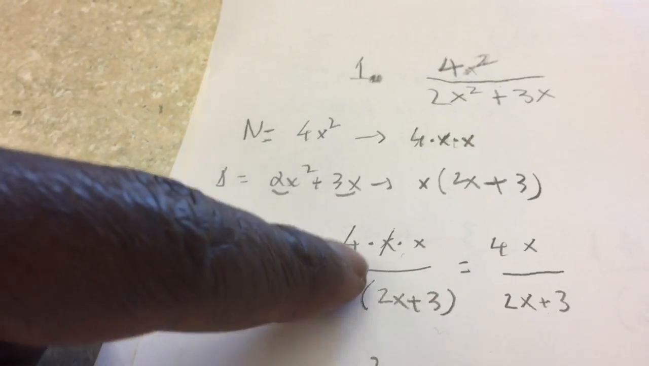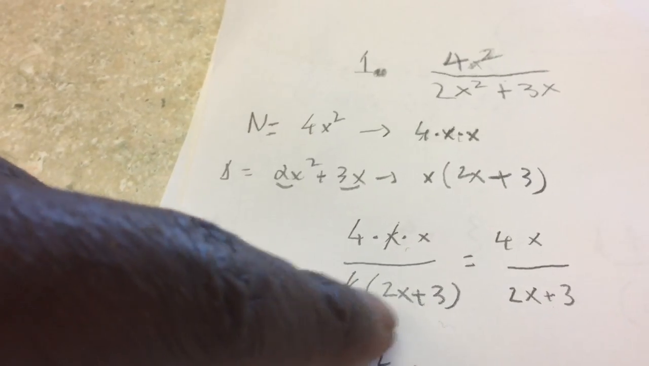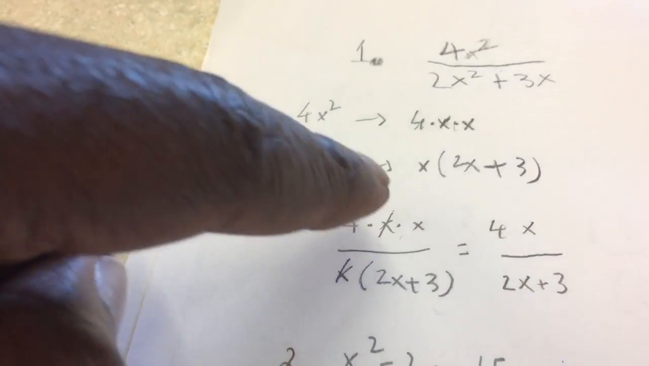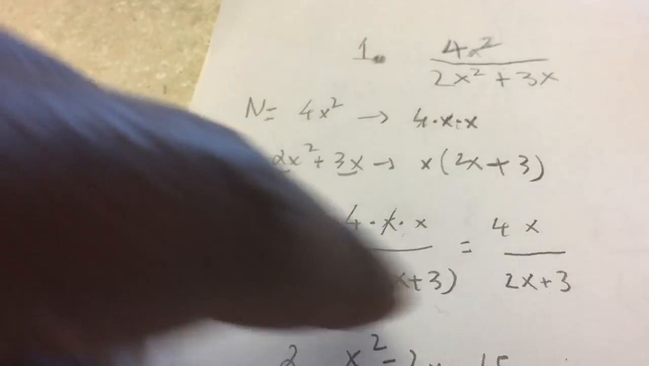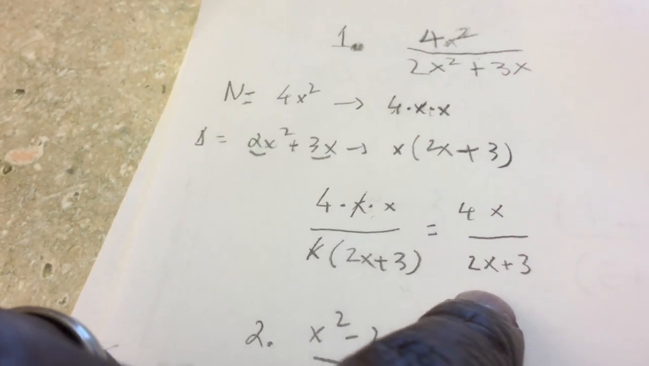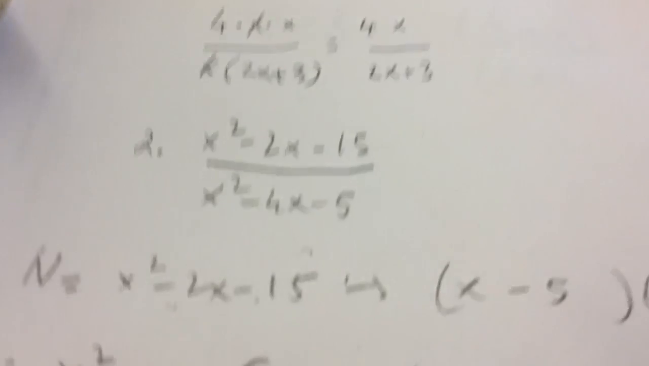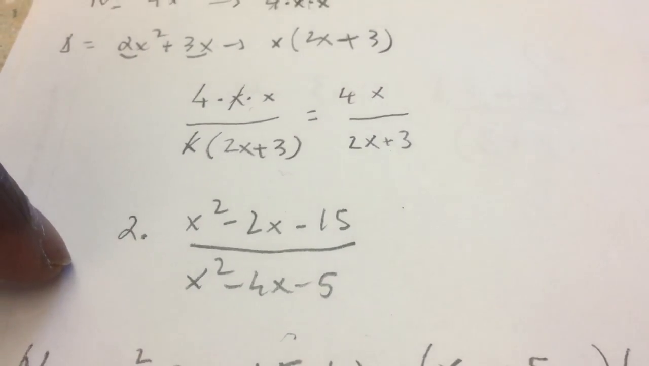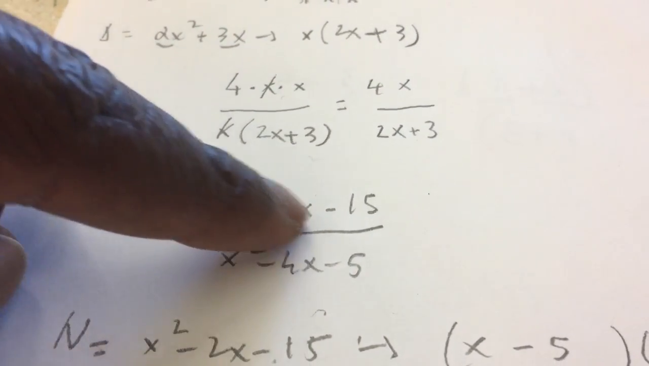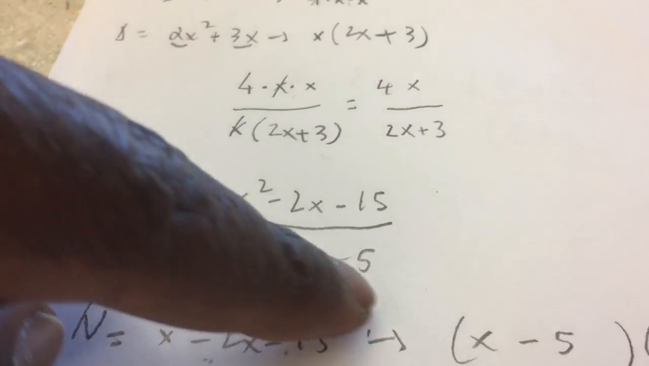And now you rewrite the expression as 4 times x over x times 2x plus 3. And then now you can simplify the like terms, which is the x, and you're left with 4x over 2x plus 3. Correct? Now the next one was this one here: x squared minus 2x minus 15 over x squared minus 4x minus 5.